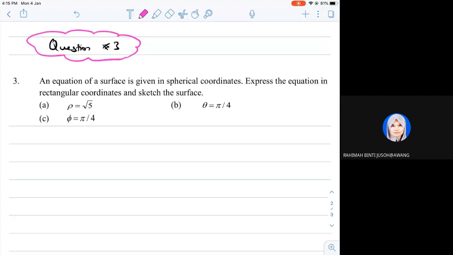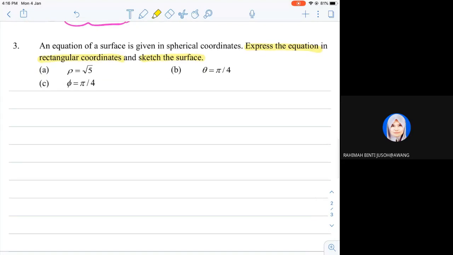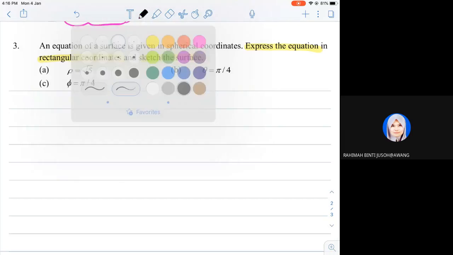Okay, so rho equals to 5. The question asks you to express this equation into rectangular coordinates, and then we need to sketch the surface. So you are given spherical equations and we need to find the rectangular equations. So we need to change into x, y and z, of course. So question 3a.